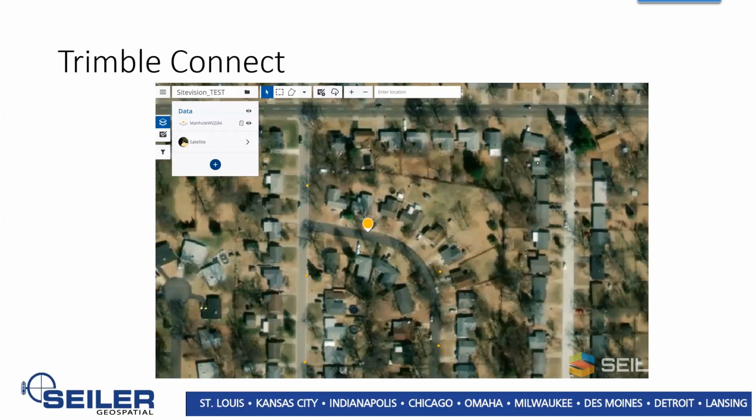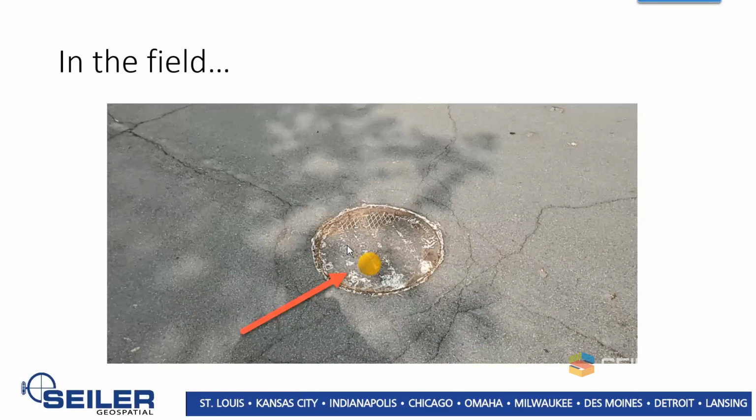These data points come in as yellow. I'm showing you this so that you can see the next point that I'm going to show you. When I load that data into SiteVision, that information is going to come across as a yellow dot, which is what you're seeing right here. Now, I know this manhole isn't covered, but I wanted to make sure you were able to see the information is there.